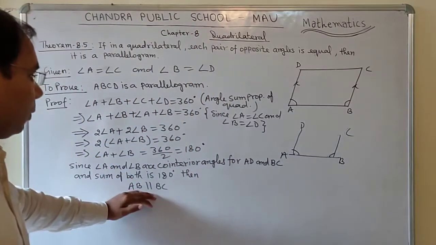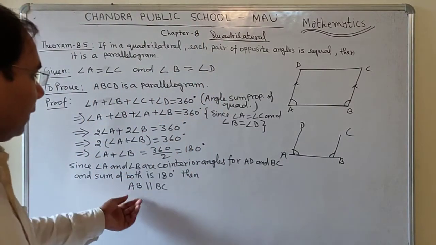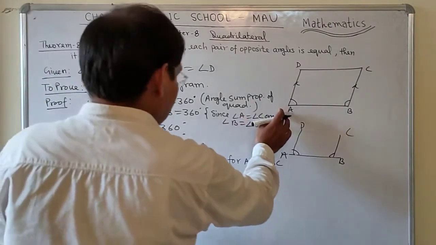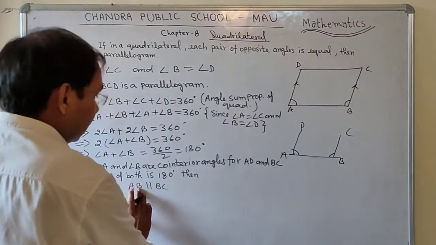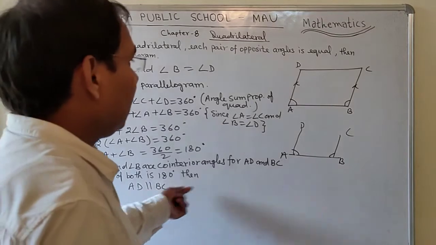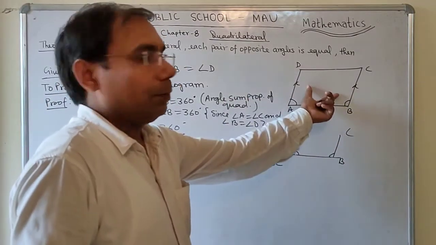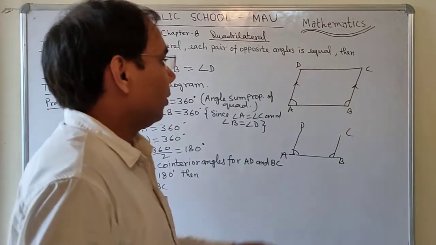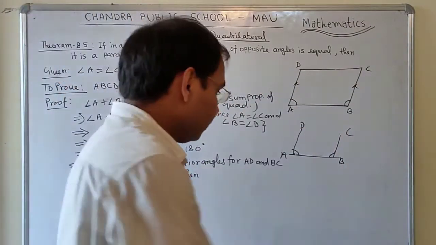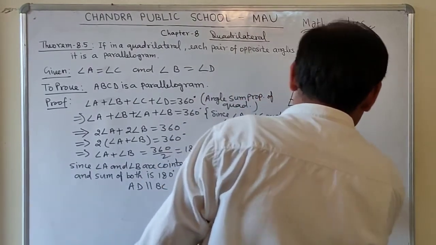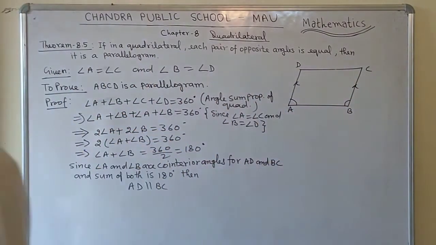So kindly note down up to here where I have given the proof that AB is parallel to... here it should be AD. That is AD. So AD parallel to BC. Up to here you need to write. Then I will give the proof of DC parallel to AB also. So note down up to here.